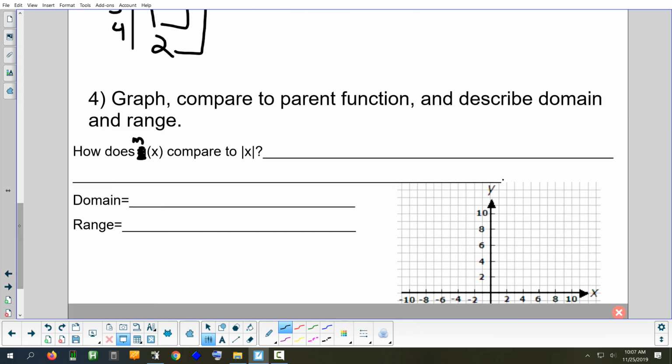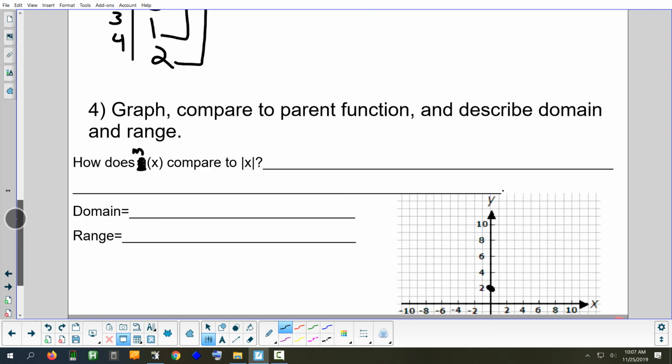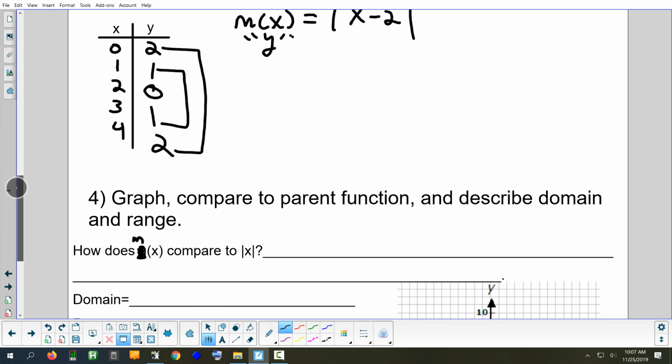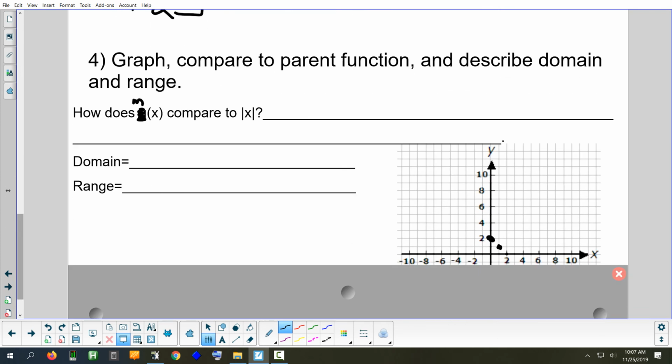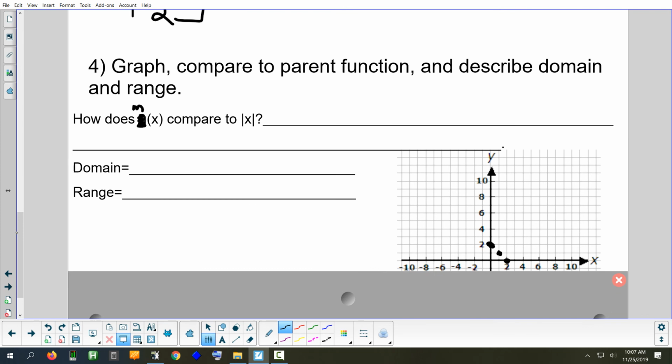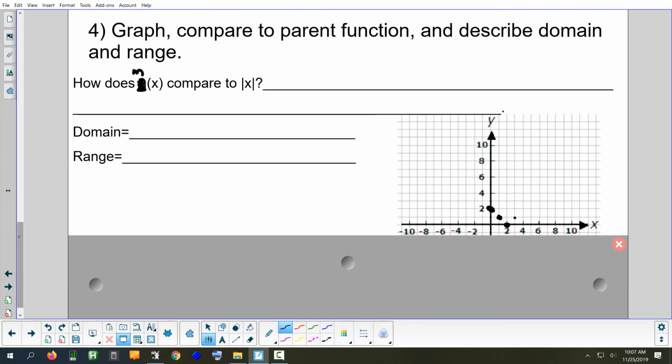So I've got the point 0, 2. It's one dot. 1, 1. It's another dot. 2, 0. Got one right there. 3, 1. Put one right there. And 4, 2. So there's my V shape.